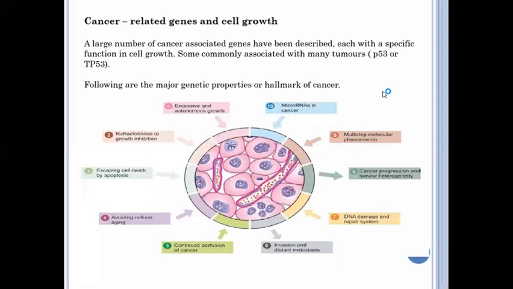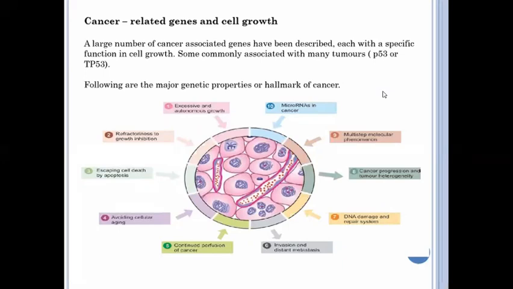Seventh, DNA damage and the repair system; cancer progression and tumor heterogeneity, multi-state molecular phenomena; and lastly, the microRNAs in cancer. So all these 10 factors are involved in developing the malignant conditions.